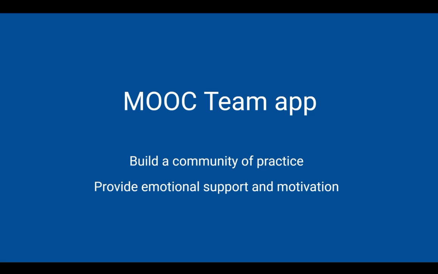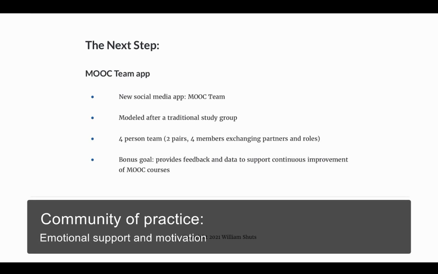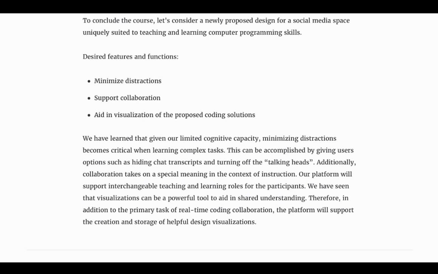And then to conclude the presentation and to bring it home, we'd like to roll together some of these aspects. So I'm introducing this application called Muck Team, and essentially it would be two of these programming pairs working together as a team, and the goal would be for them to be able to provide emotional support and motivation to each other and to develop, on a small level, the four-person team, a community of practice, which would be the best benefit of this pair programming.